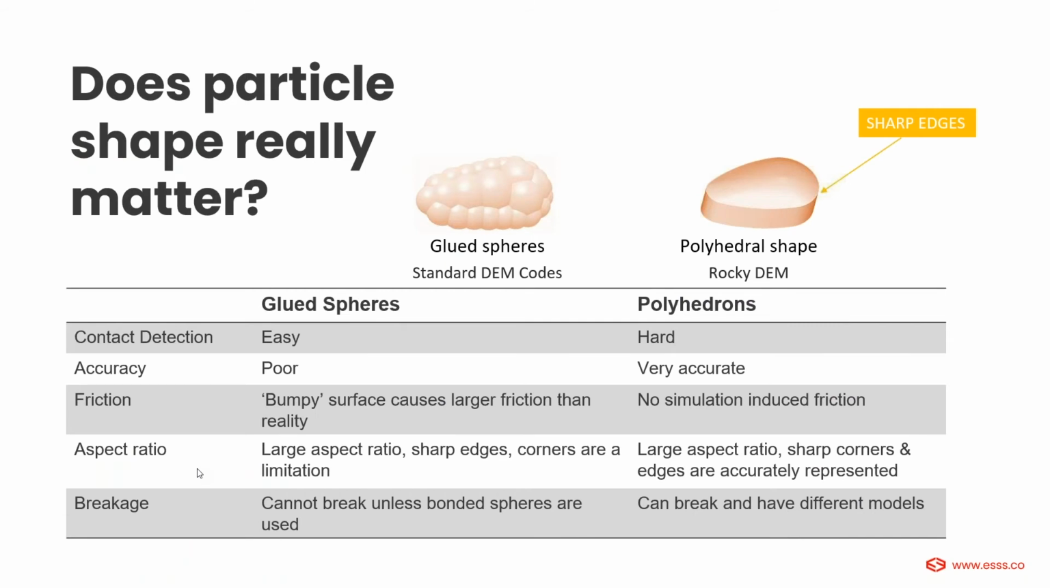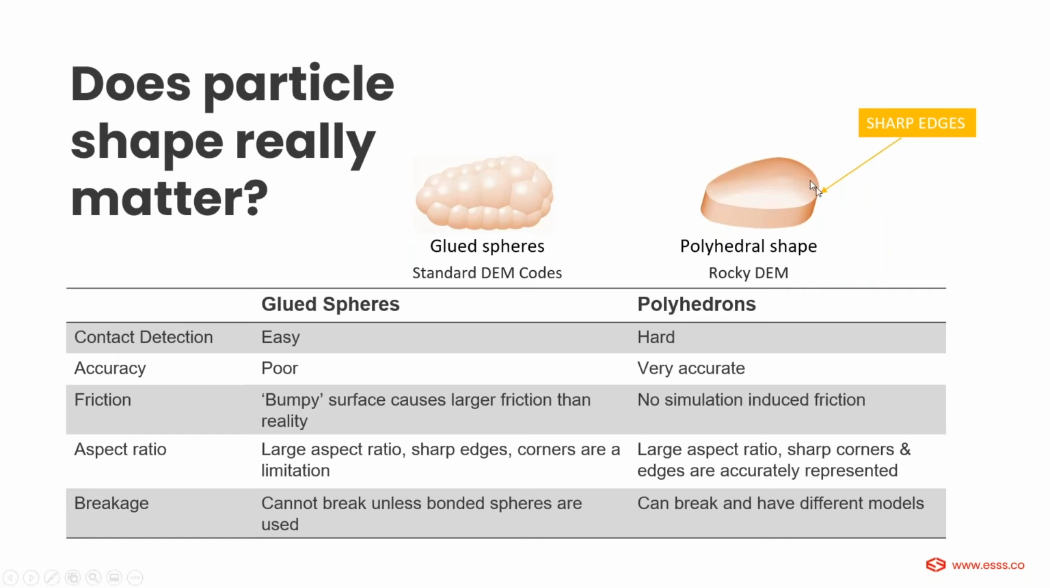But does particle shape really matter after all? Well, I can definitely tell you that it does. As you can see here, we have the glued spheres method to represent the same particle that you see in the Rocky version. And this is kind of a misrepresentation of the real particle, as you have all this bumpy surface. This is usually done in standard DEM codes because spheres are way easier to track than complex shapes. For spheres, you basically just need to track the sphere center, the centroid, and its radius, and you have everything. And you can detect contacts and so on.